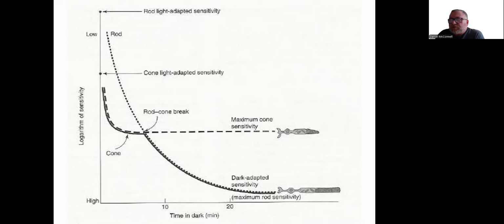And what we see at that little point in the graph where the lines intersect, labeled the rod cone break, is that at this point, the rods are the ones that now become more sensitive than the cones. And this is when we switch from cone vision to rod vision. And so it's at this point, around 7 or 8 minutes after turning off the lights, that we might notice a more rapid improvement in our ability to see in the dark. And that's going to continue on up until, as I previously noted, about 20 or so minutes that we achieve our maximum dark adaptation. And the rods just won't get any better than that after that point.